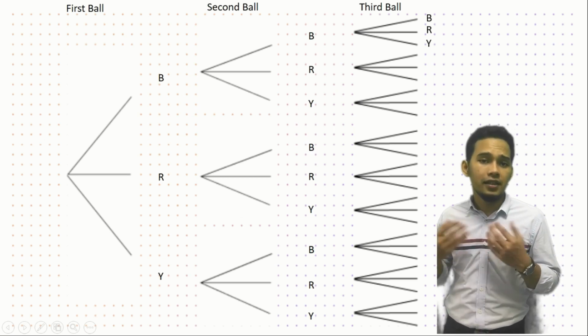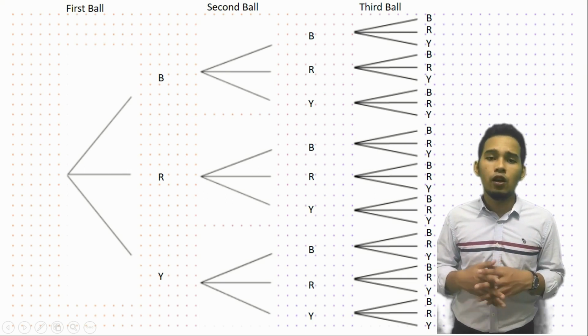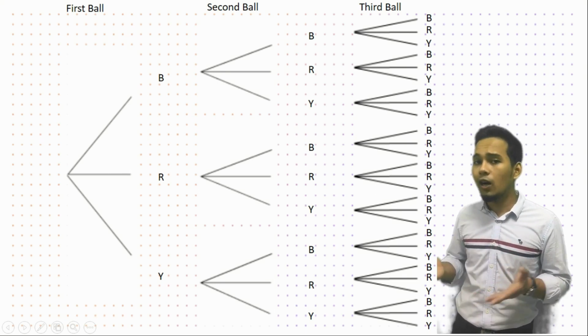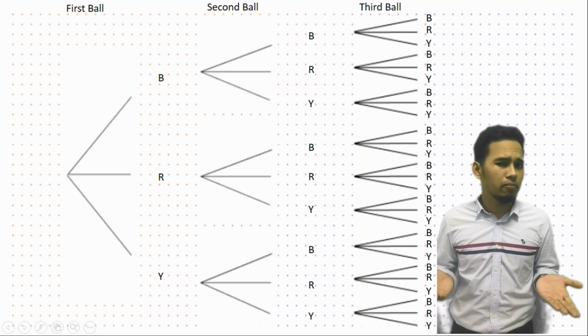After we complete the tree diagram, it will be easy for us to solve the question. From this tree diagram, how can we find the outcome of each event? What is the next step?